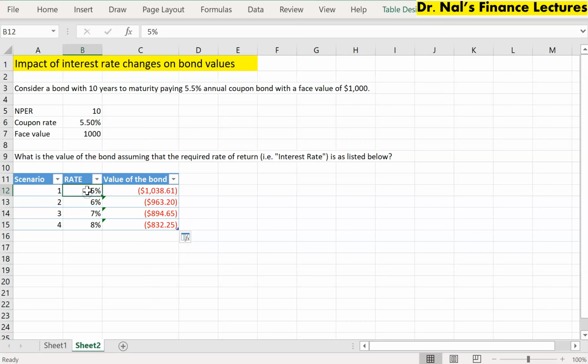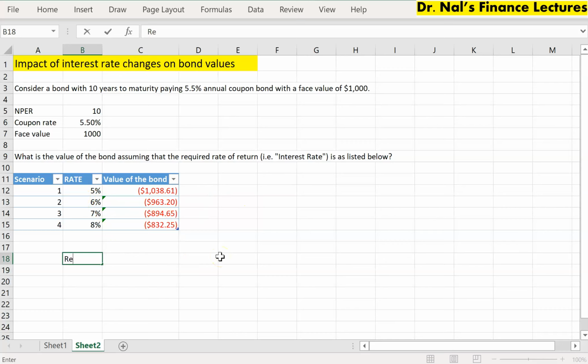So they move in opposite directions. Whenever the rate goes up, the value of the bond goes down. That turns out to be a huge result. So let me just go ahead and construct a table for this. It's a very simple table.